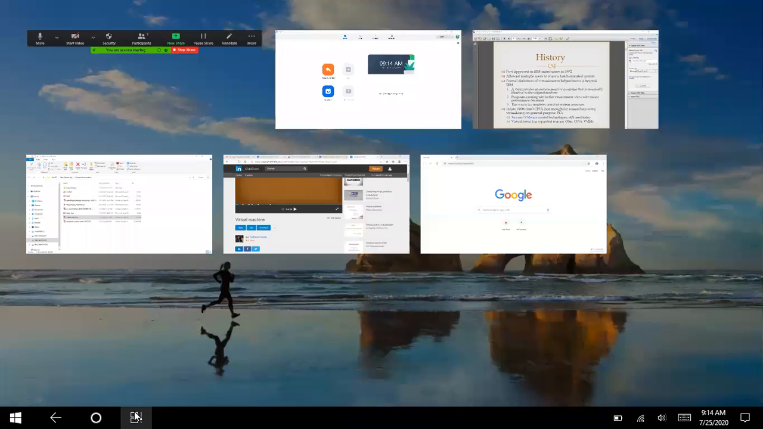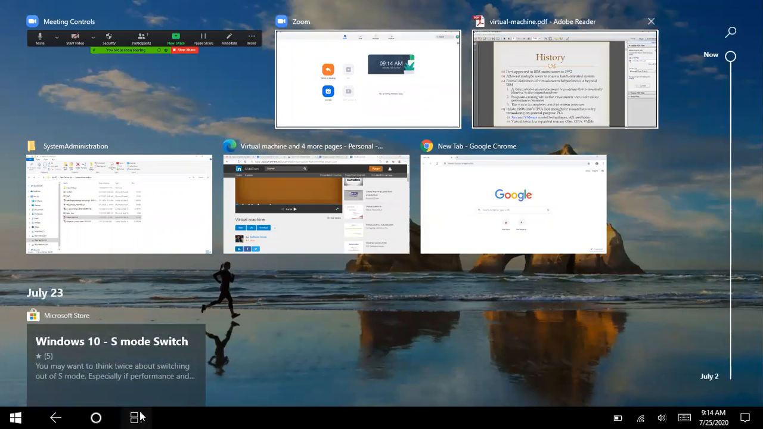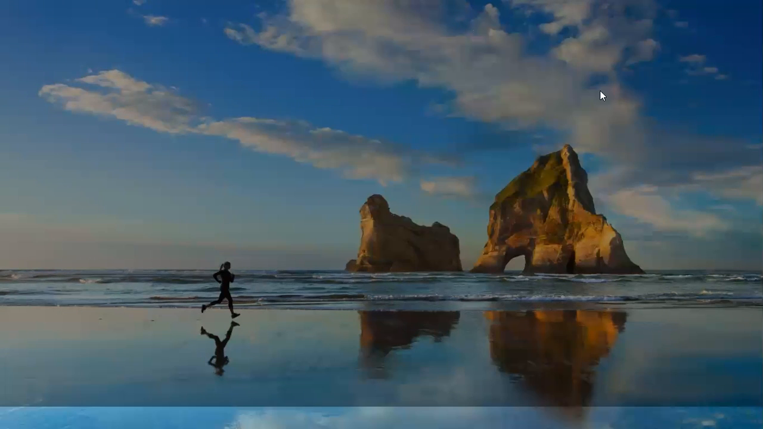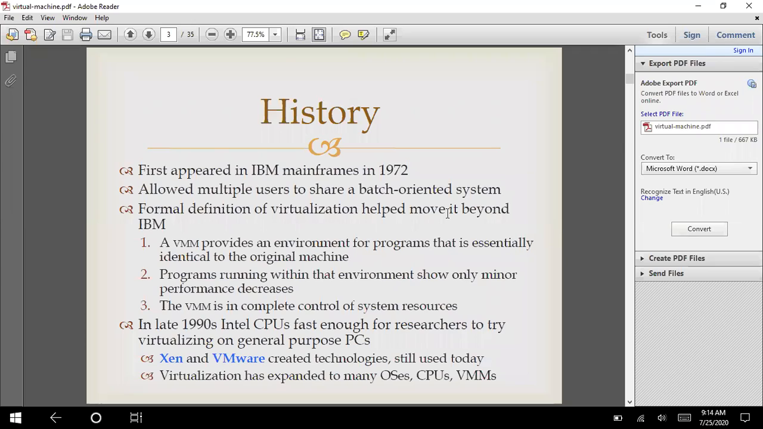Hello friends, today we are going to study what a virtual machine is and how virtual machines are used. But before starting with that, let's talk about history, how virtual machines were introduced. Virtual machines first appeared in IBM mainframes in 1972. A virtual machine allowed multiple users to share a batch-oriented system.